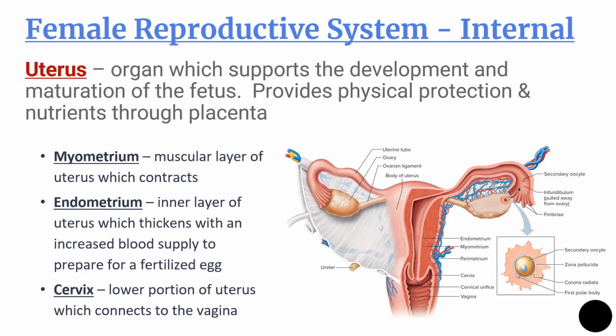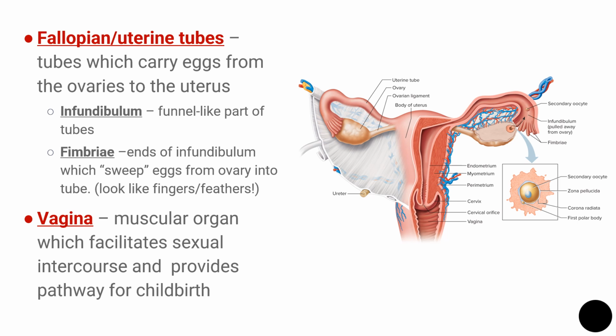And then the cervix is going to be the lower portion of the uterus, which is going to connect to the vagina. We also have fallopian or uterine tubes. These are going to be tubes which are going to carry eggs from the ovaries to the uterus. We have an infundibulum. This is going to be a funnel-like part of the tubes. And then we have fimbriae. Fimbriae are going to be the ends of the tubes, which sweep eggs from the ovary into the tube. These actually look kind of like little fingers or feathers.